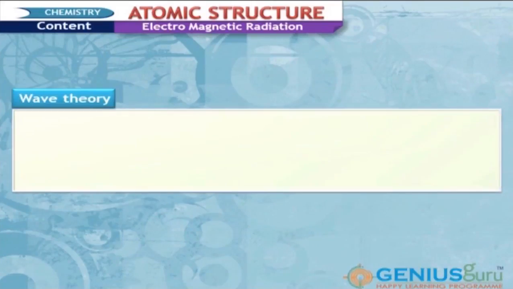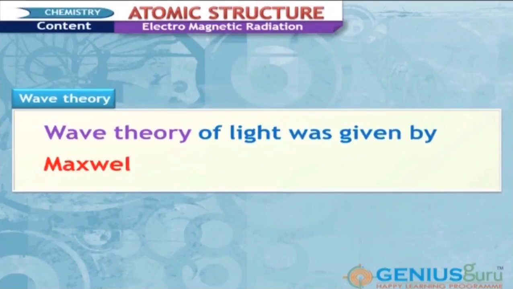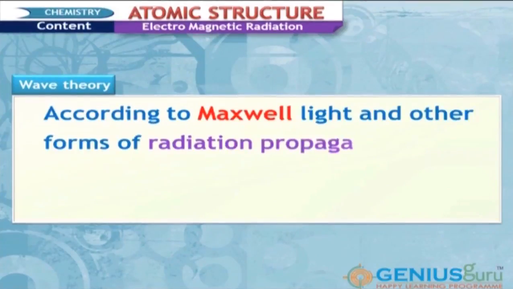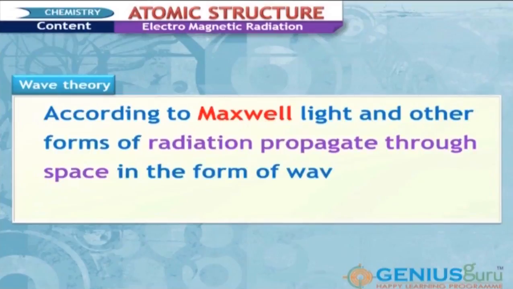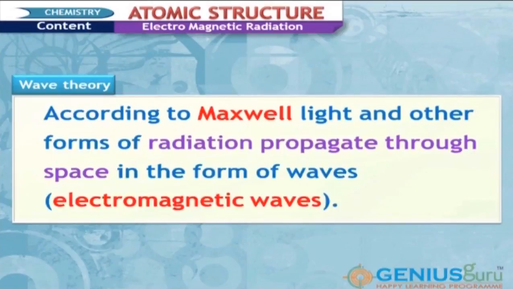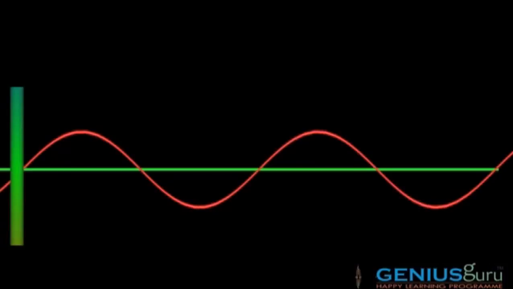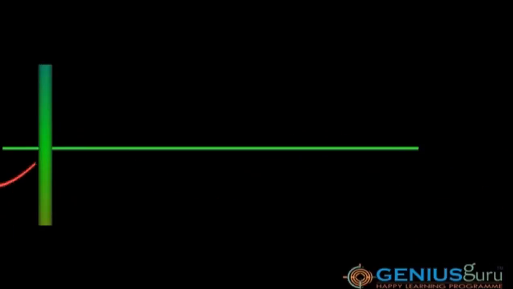Coming to the other theory, that is the wave theory. This wave theory of light was given by Maxwell. According to Maxwell, light and other forms of radiation propagate through space in the form of waves. So here the corpuscular theory is overruled and Maxwell proposed the wave theory of light. According to Maxwell, light is propagated from one place to another through a wave. Look at this, this is a wave. While traveling, this wave has ups and downs.